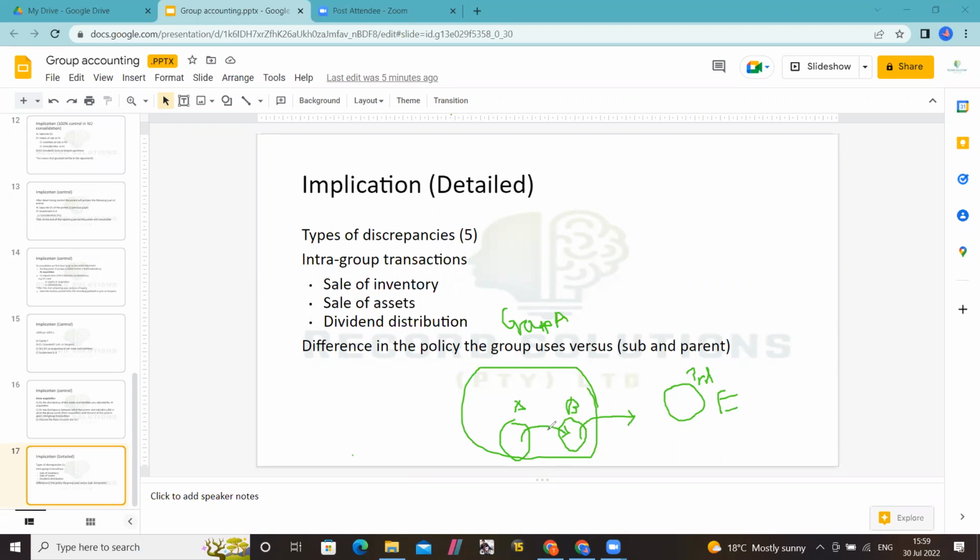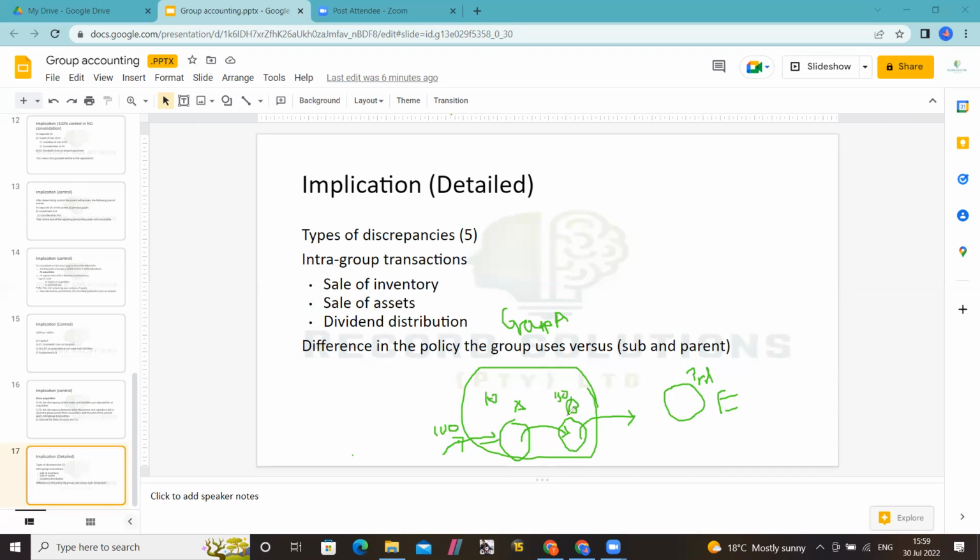Now, let's say A sells 100 rand worth of stock to B, for 150. So that stock is worth 100 rand. A got it from outside parties for 100 rand, and then he sells the stock to B for 150 rand. So do you see that he added a markup of 50 rand because he wants to make a profit, obviously.